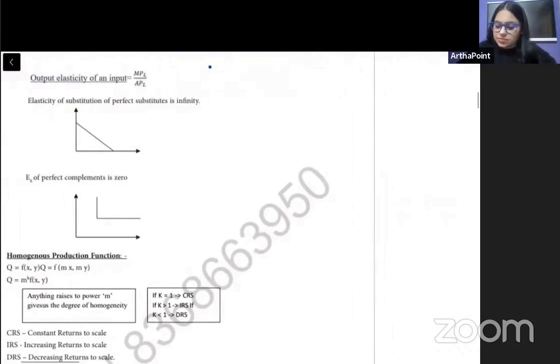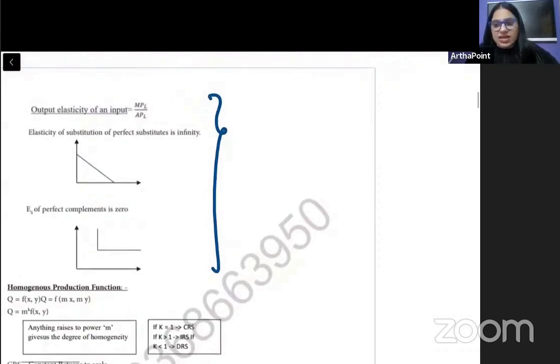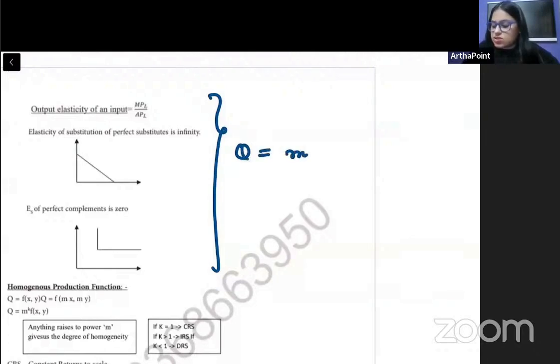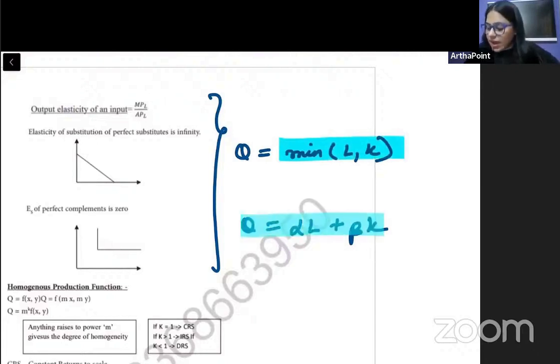Just like the elasticity, just like the indifference curves, isoquant can also have this function. मतलब ऐसा कुछ हो सकता है that Q is equal to min of LK. Q is equal to alpha L plus beta K. So you can have labor and capital complementary. You can have labor and capital as substitute also. Now here, another kind of question that can be asked in exam is this.